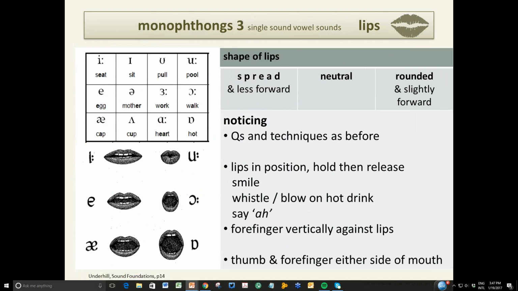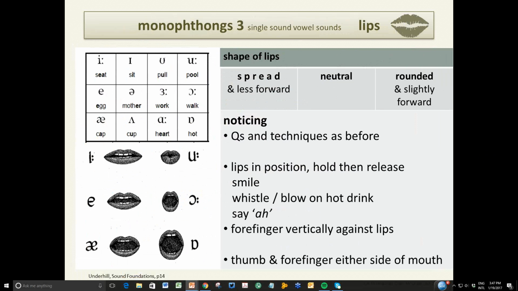However, it's useful to think about. So let's move on and think about the lips. Now this is useful, helping students to notice the shape of their lips. As you can see there, those pictures indicate that your lips in the first column, front of the mouth, are relatively spread, moving towards the last column where they're more rounded or pursed.